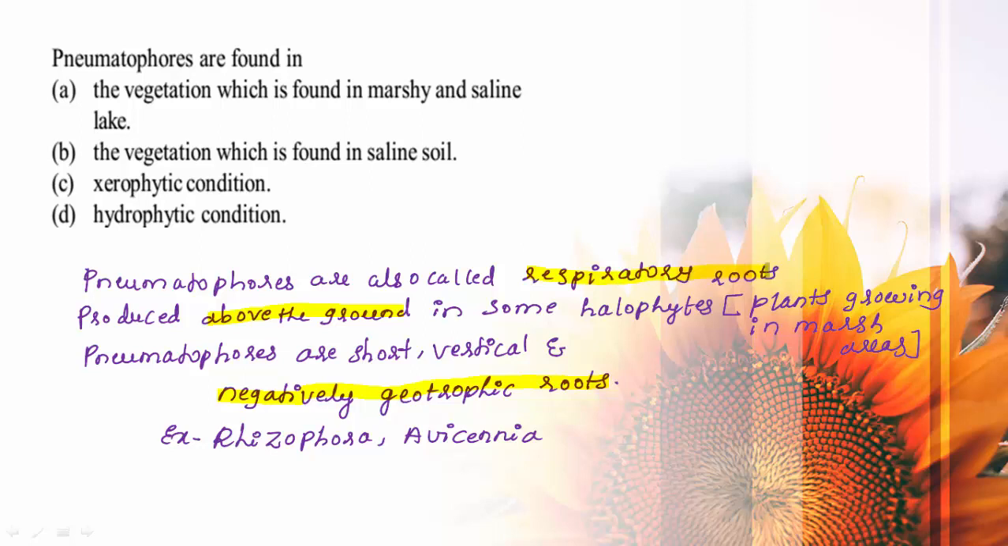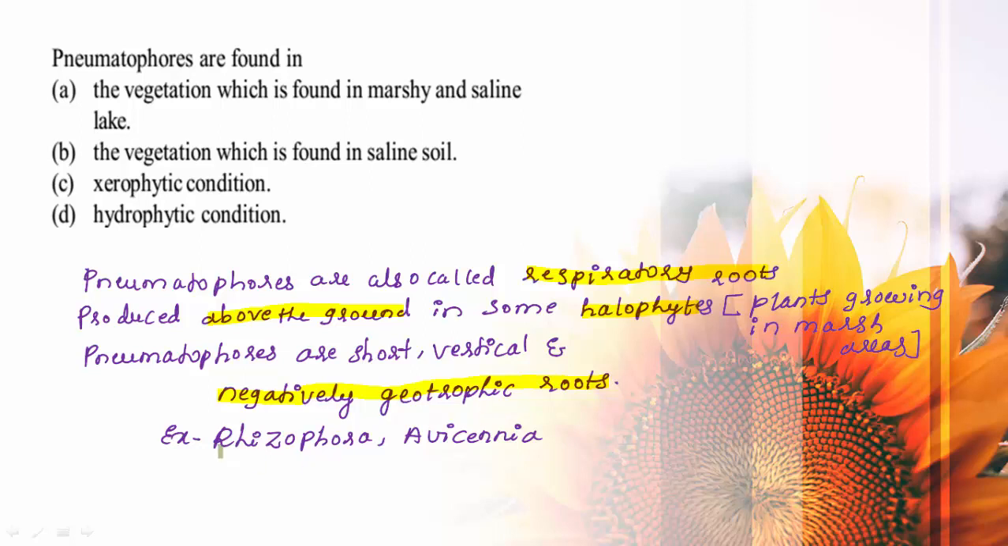And these nematophores are produced in halophytes. What are these halophytes? Halophytes are nothing but the plants which are growing in marshy and saline area. Marshy, water-logged area. In these areas, usually the plants growing are called halophytes, and in halophytes, for the respiration purpose, apart from the normal roots, some additional roots are present having a negative geotropic character, and they are called nematophores.